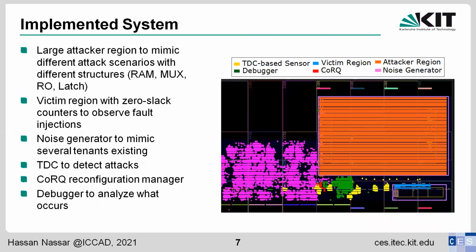We have implemented this system to test our design and make sure that it is working. As you can see, we have this large area in orange for the attacker region, and in blue the small area is the victim, with zero-slack counters, so they are very sensitive to any faults that will be injected. We also have some noise generators to mimic other tenants being there. And we have a reconfiguration manager; we used Cork, which is an open-source reconfiguration manager. And of course, a debugger to be able to analyze what is going on.